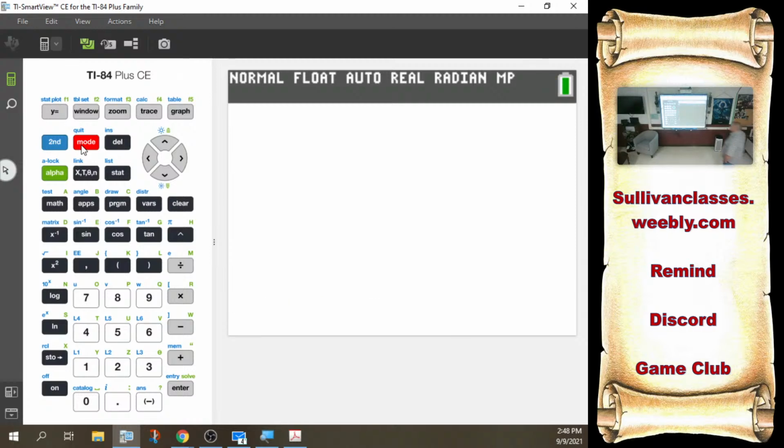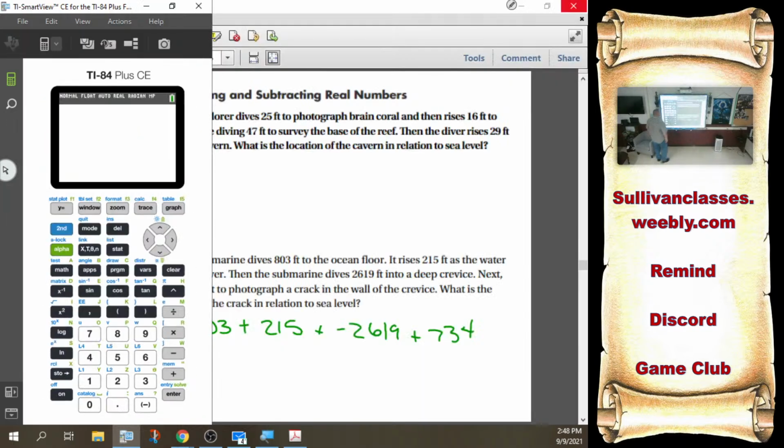Now, like I said, you have to know how your own calculator works. I want you to see what happens when I type this exactly as it's written. If I take a negative 803 plus 215 plus negative 2619 plus 734. If I type it exactly as written on this particular calculator, because I have the negative button, everything comes out fine.